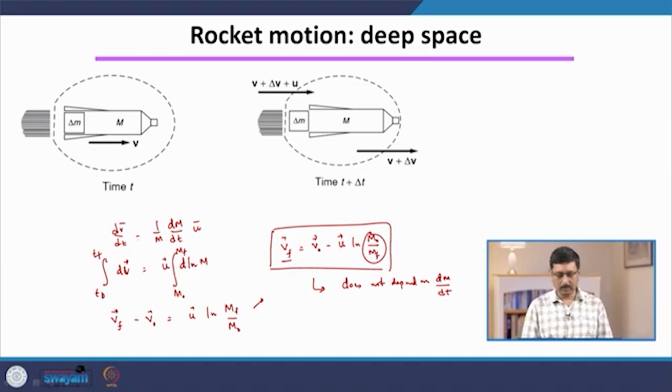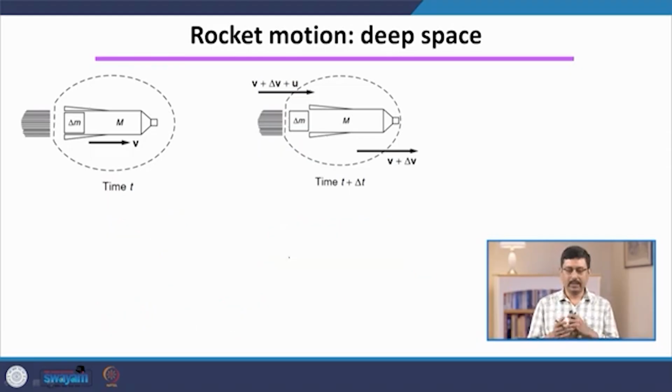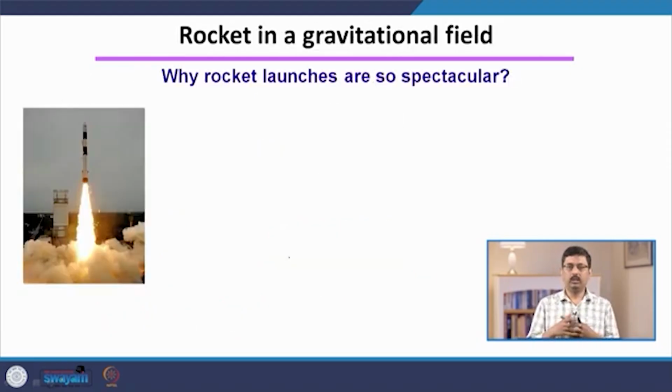So, then a question naturally comes to mind: when the rocket takes off from the Earth, this is usually a very spectacular phenomenon. So, why are rocket launches so spectacular? In other words, when the rocket launches, a lot of fuel gets ejected in a very short amount of time, and that is what creates these magnificent jets that we see during the takeoff. So, the reason behind this is the gravitational field.